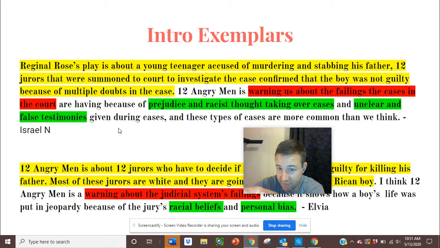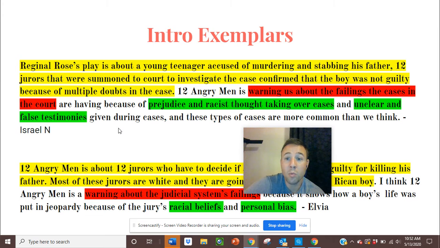That should be a period after father, because this is a brand new idea. 12 jurors are summoned to the court to investigate the case, confirm that the boy was not guilty because of multiple doubts about the case. Now Israel's going to get into his thesis. In his thesis, he's going to take a side, warning or celebration, and he's going to give his two assertions that he's going to show in his body paragraphs.